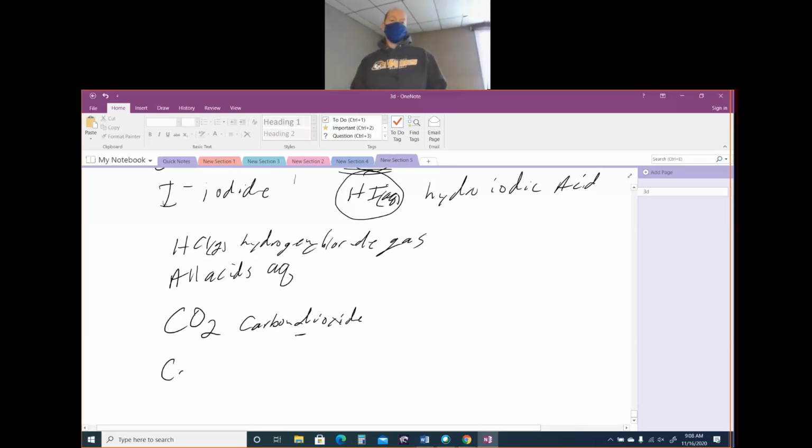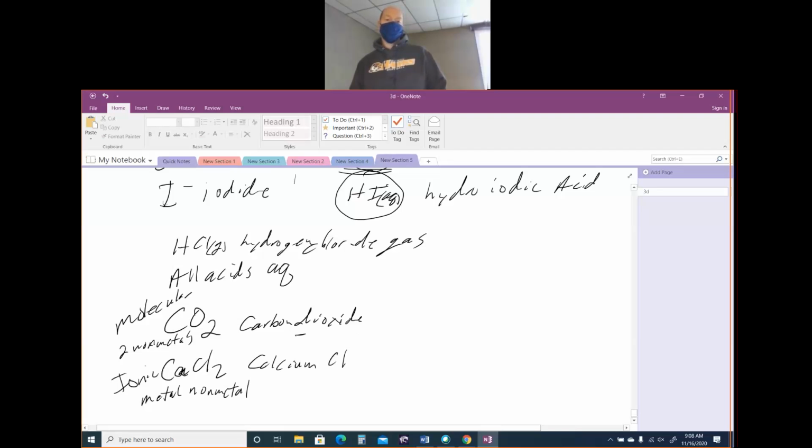If you have CaCl2, now you have a metal with a nonmetal. So this one is not molecular, it's ionic, because you have a calcium metal and then a nonmetal. And so this is calcium chloride. On the multiple choice, you're going to have a choice of calcium dichloride. That is the wrong answer. So make sure you know that.